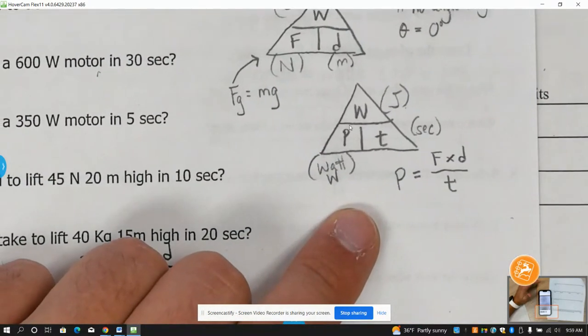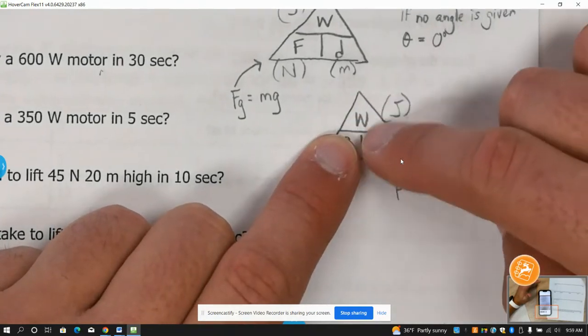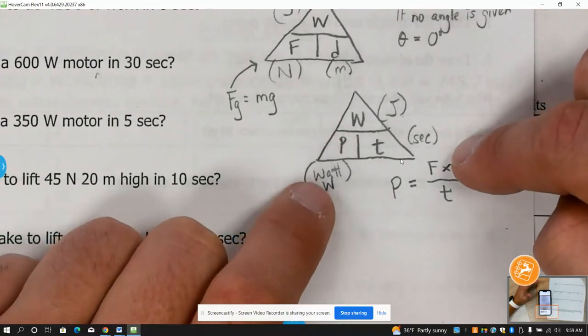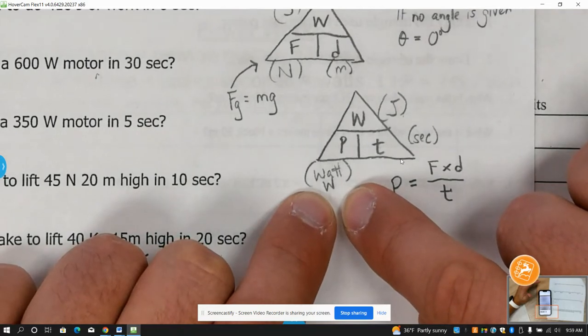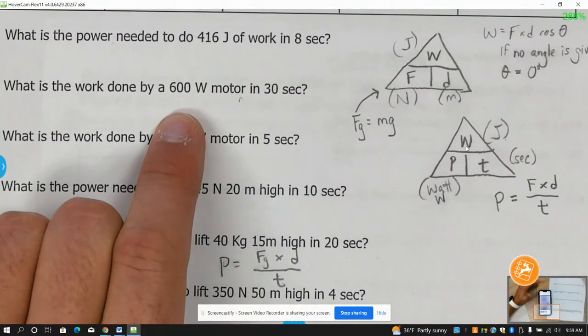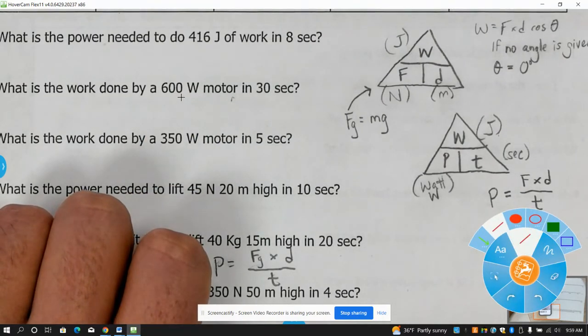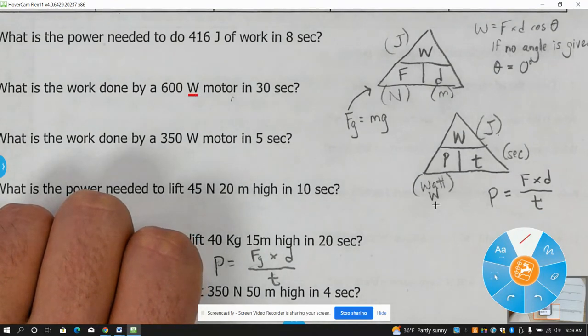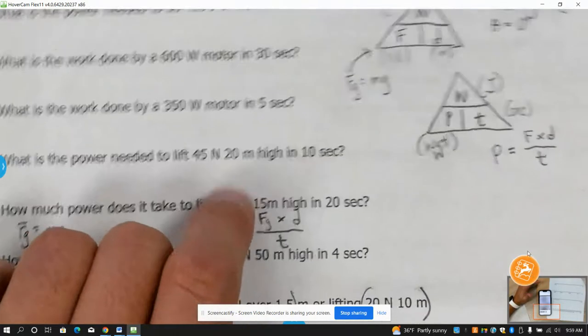Then to find power, capital P, it is equal to work divided by time. Now the unit for power is the watt, and sometimes it is labeled as a capital W. Like here, they wanted to know the work done by a 600 watt motor in 30 seconds. Since it's following the number, that's referring to the unit. So you're given P and you're given T. To find W, it's power times time.